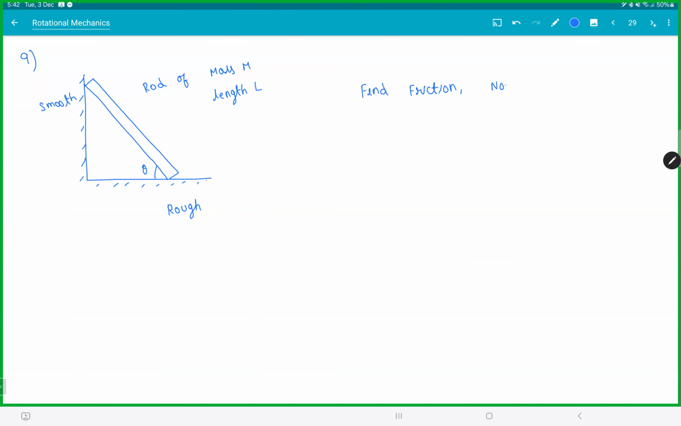Find friction. Normal reactions: there is one due to the wall and one due to the floor. And the minimum coefficient of friction. So ground is rough, right? So there will be mu also. Mu minimum, so that the rod does not slip.